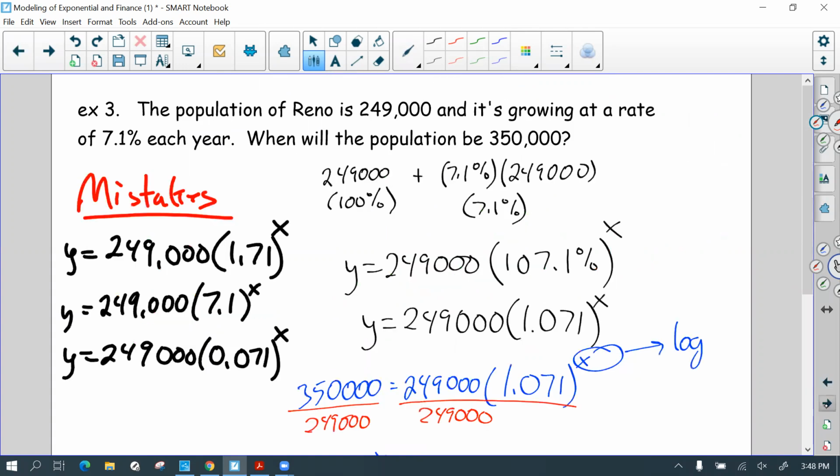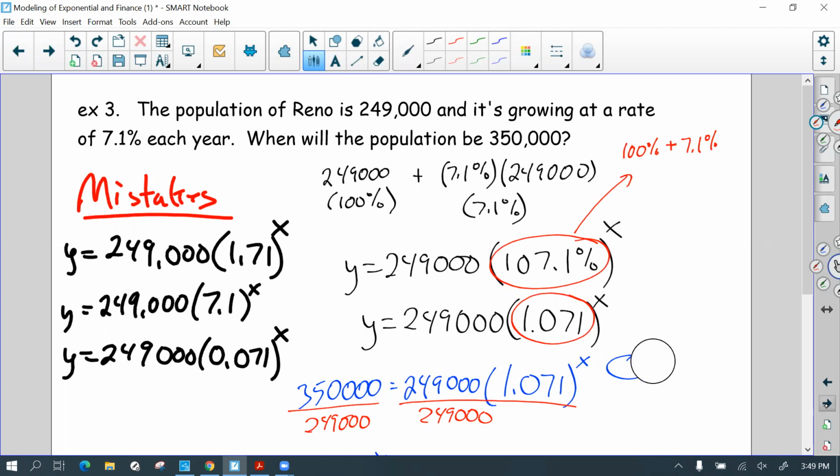The rental population is growing by 7.1%. So our base is 107.1%. That's 100% of the population plus 7.1% more. And so that's how we get this base, 1.071. And the base is bigger than 1, so it's an exponential growth.